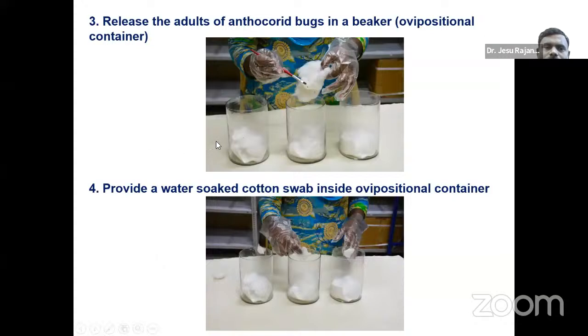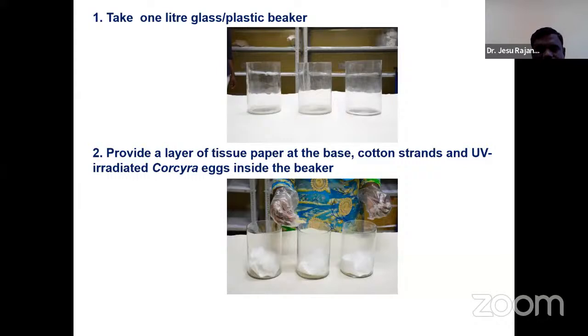The next important point: food is required. In laboratory conditions, you add Corcyra eggs only. If you put fresh Corcyra eggs, they will hatch within 3 to 5 days. To avoid the hatching, better you go for UV treated Corcyra eggs, to sterilize the Corcyra eggs. So UV treatment is very, very important.